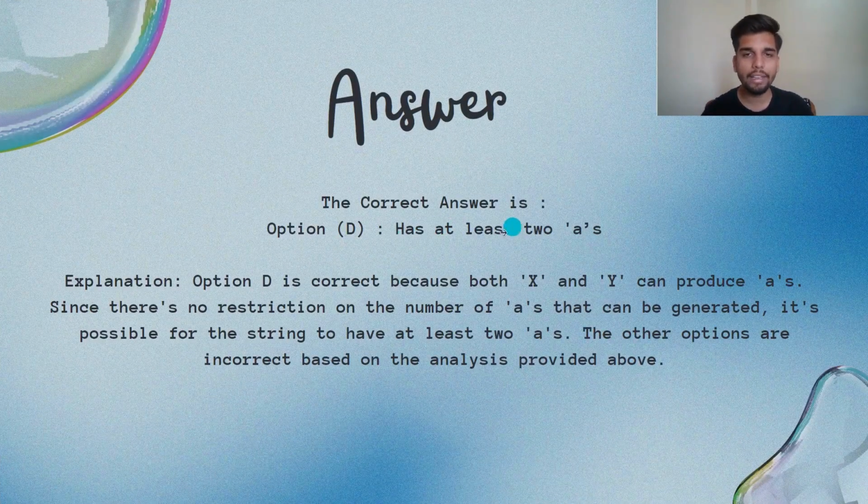So the correct answer is option D, has at least two A's. Option D is correct because both X and Y can produce A. Since there is no restriction on the number of A's that can be generated, it's possible for a string to have at least two A's. The other options are incorrect based on the analysis provided above.